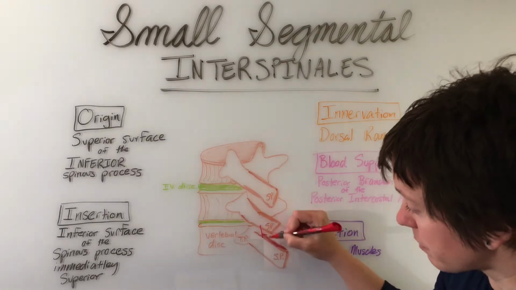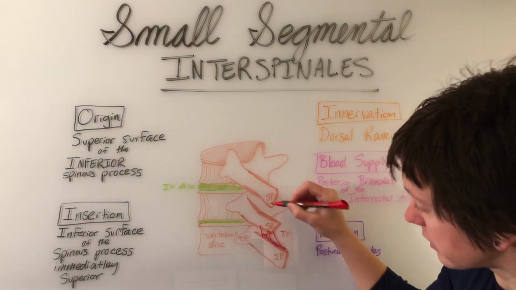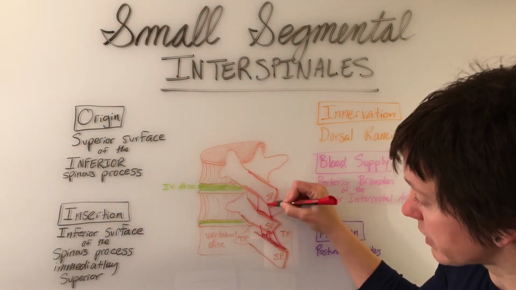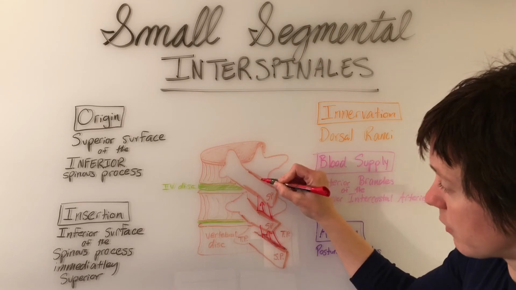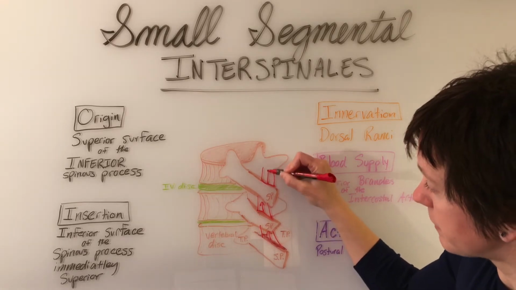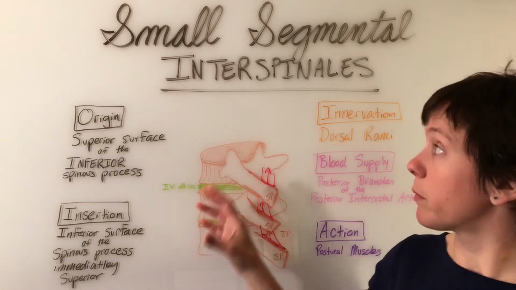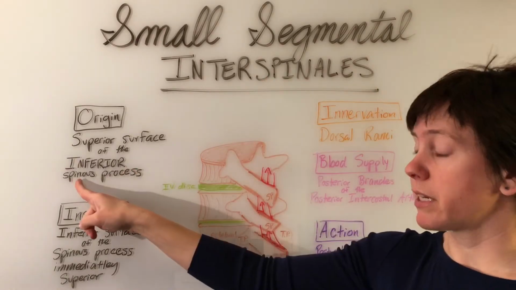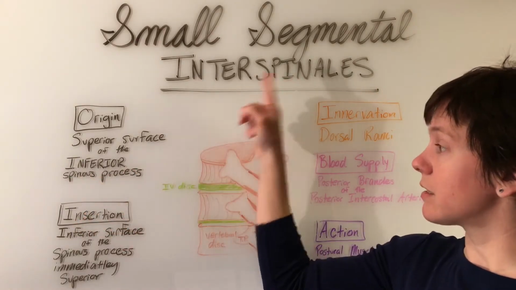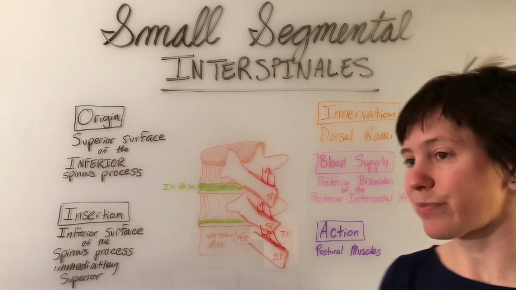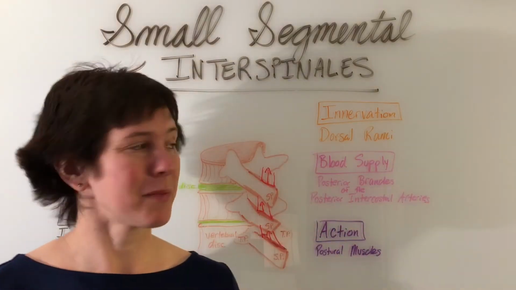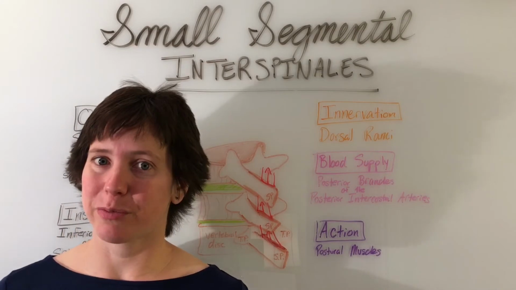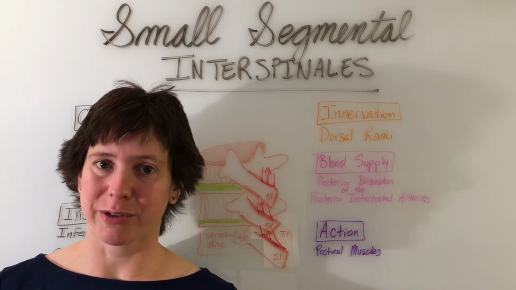So it just goes up to connect to the spinous process above it, and it will do that all the way up the spine. An easy way to remember this is interspinalis connects to the spinous process. Spinalis, spinous process. And the innervation is dorsal rami, blood supply is posterior branches of the posterior intercostal arteries.